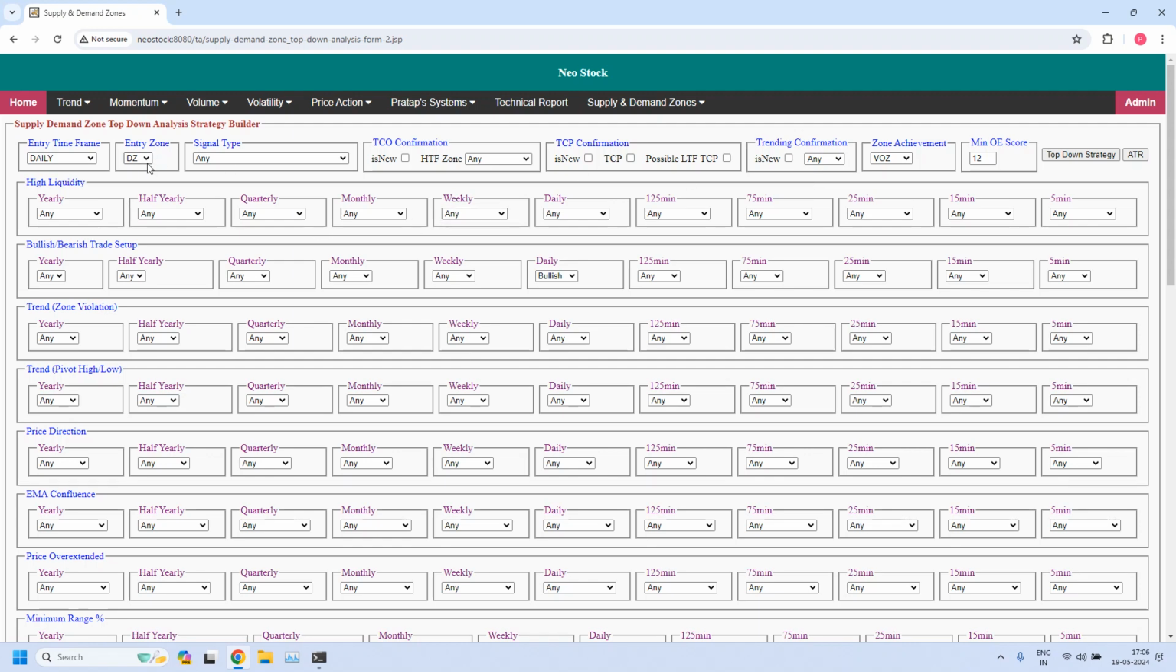Suppose if I select supply zone, filters will be applied to daily supply zone. Suppose if I change to 75 minutes, the filters will be applied to 75 minutes demand zone. That is the way you need to understand. Anyway, we have selected a daily demand zone, so filters will be applied to daily demand zone. Now let us generate the report.